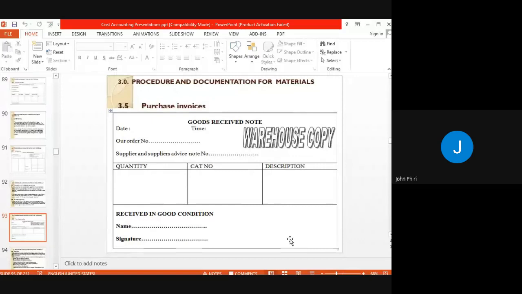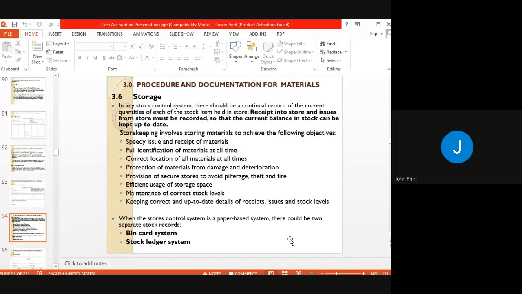Then from there you got to store them now, storage. After you've received the goods, where do you store them? In the storehouse. What are the objectives of storage? You have the following as some of the objectives.